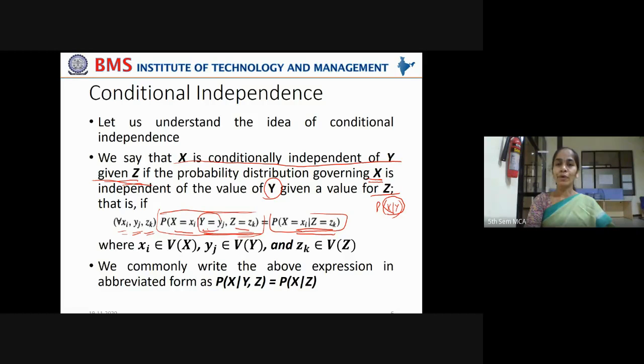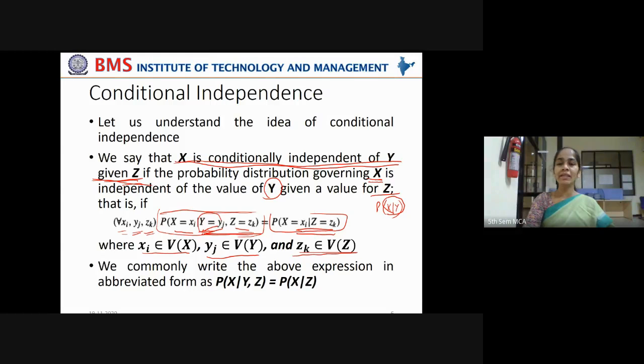Did you understand? According to this statement, X is conditionally independent of Y given Z. When X is conditionally independent of Y, you can eliminate that from the representation, and you can write it as P of X taking the value Xi given Z taking the value Zk, which indicates that X is actually dependent on Z but not on Y. Got it? Where Xi belongs to possible values of X attribute, Yj belongs to possible values of Y attribute, Zk belongs to possible values of Z attribute.